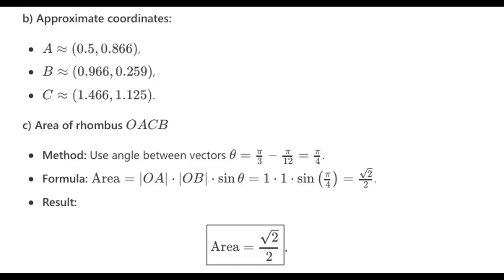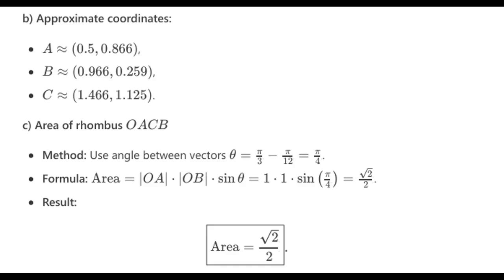Question C, area of the rhombus. Area equals OA times OB times sine of angle AOB. The angle is pi over 3 minus pi over 12 equals pi over 4. Sine of pi over 4 equals square root of 2 over 2. So the area is square root of 2 over 2.